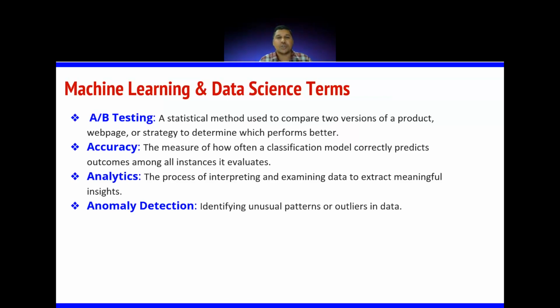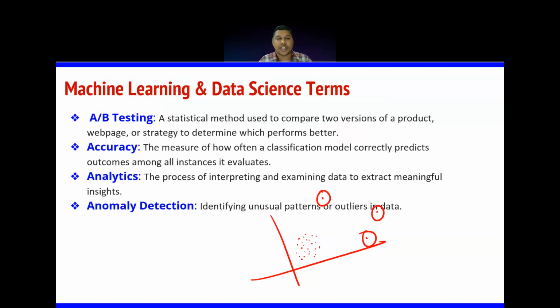Anomaly detection. So trying to identify unusual patterns or outliers in the data. Unusual patterns and outliers. So we know if I plot the data, if all the data points are in this region like this, and one or two data points are here and here and here, so only these three are called outliers. So anomaly detection is a technique where we try to identify these kinds of outliers.